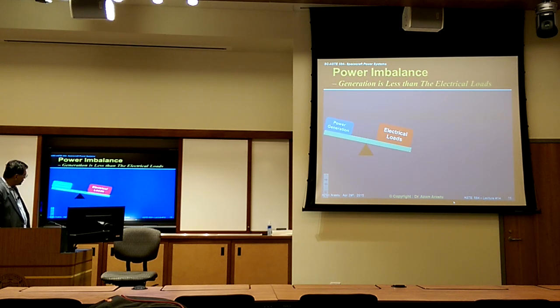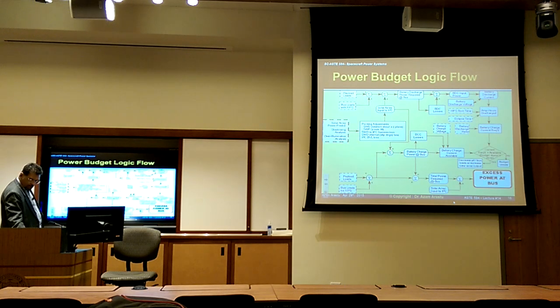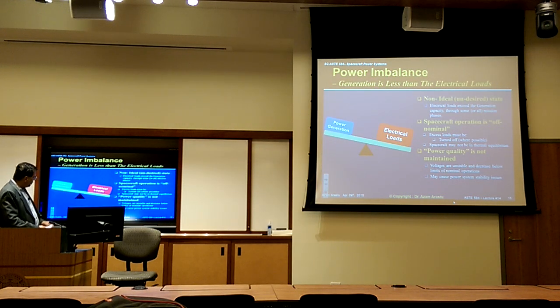This is the other case. Suddenly, I turn a load off, and I now have more load than the generation capacity, a non-ideal state. Again, same thing. So the trick is to maintain this balance. Now, what does it really mean in this case?